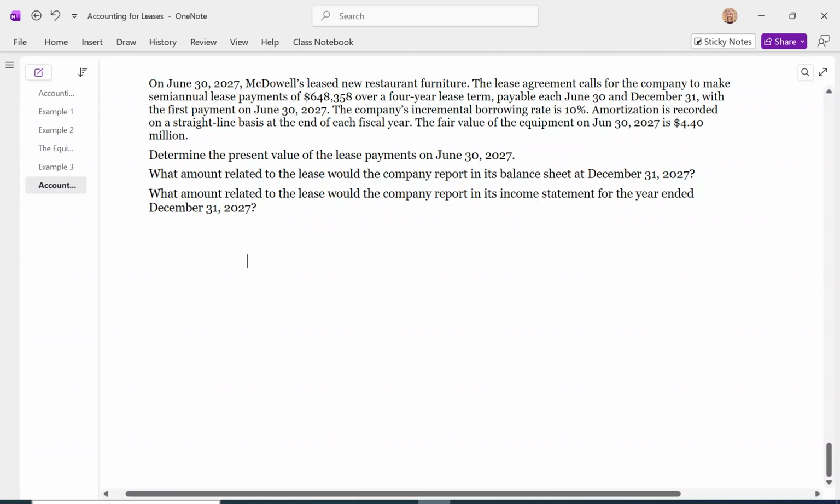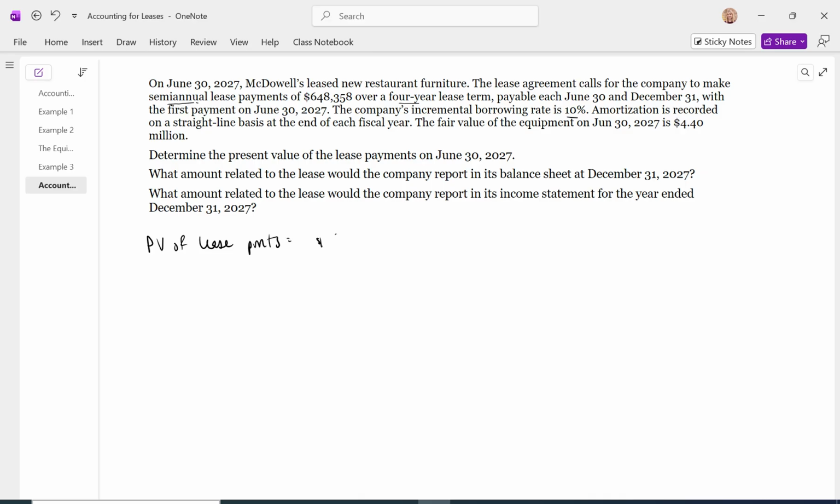Let's look at an example with a finance lease, from the perspective of the lessee. We have payments being made at the beginning of the period. So this lease begins on June 30th and the first payment is due on June 30th. Here we have semi-annual lease payments, a 4-year lease term, and a rate of 10%. The first thing we're asked to do is find the present value of the lease payments.